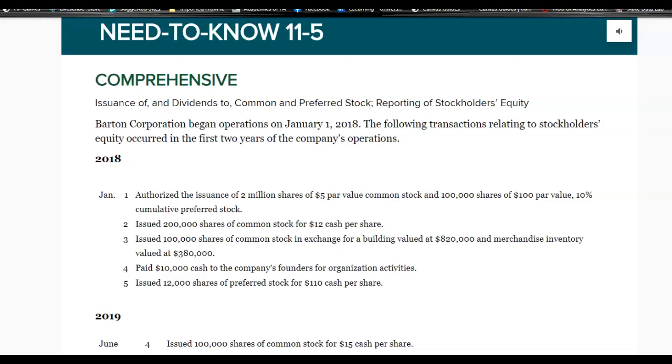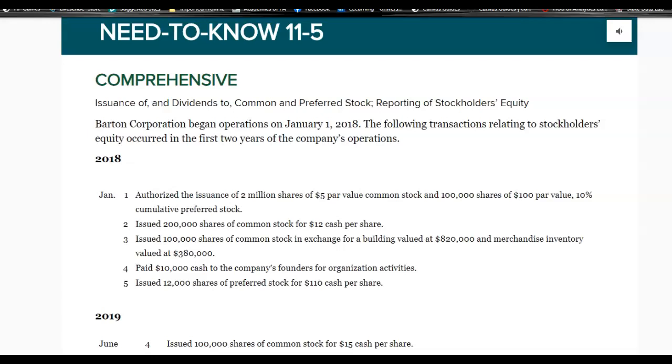And the interesting thing about these transactions is that common stockholders, again, are at the back of the line. And so until the preferred stockholders are satisfied with their dividends, the common stockholders don't receive anything. So again, they're at the back of the line. They've assumed the greatest amount of risk. So that's kind of the way that works.